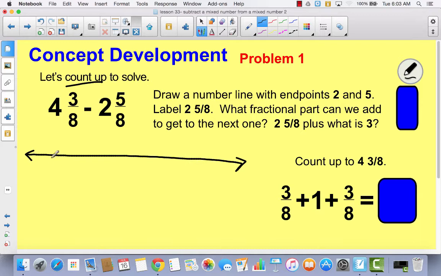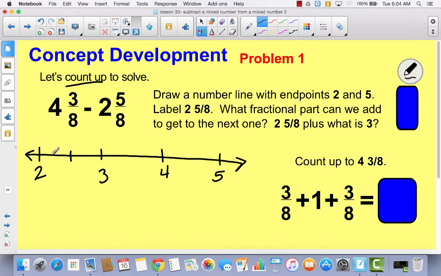Okay, our number line is going to begin at 2 because our small fraction is 2 and 5/8, and it's going to end at 5 because if we ended it at 4, we wouldn't get all the way to 4 and 3/8, so we're going to end it at 5. So we're going to go through here and we're going to put 3 and 4 in between. Now we're talking about eighths, okay? So we're going to go ahead and divide these into 8 parts.